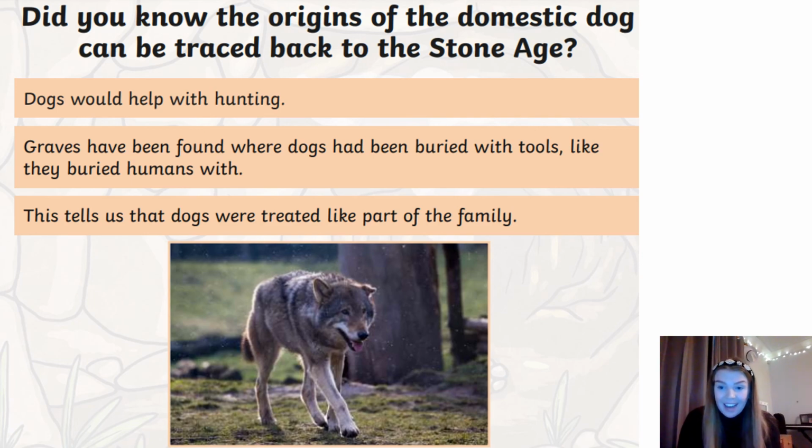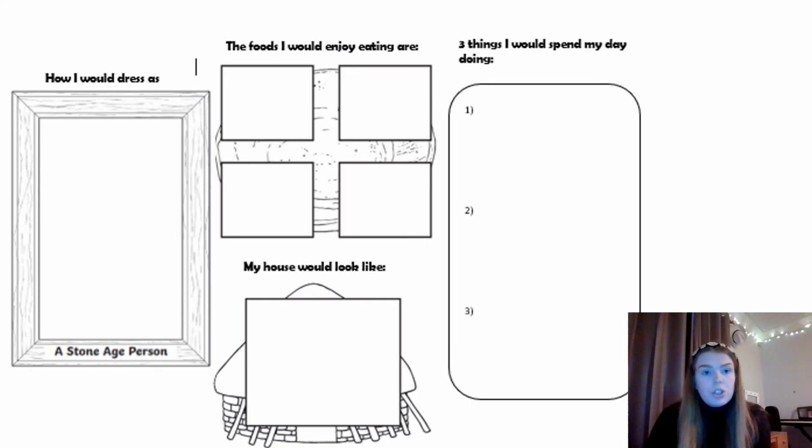How interesting is that? Okay, so what I want you to do then is I want you to either use this sheet that we've attached onto the timetable, or you can create your own sheet. And I want you to imagine that you are in the Stone Age, and I want you to tell me how you think you would dress, so you can find that box and draw a nice picture. The foods that you would have enjoyed eating, you can either draw them or write them in the boxes.